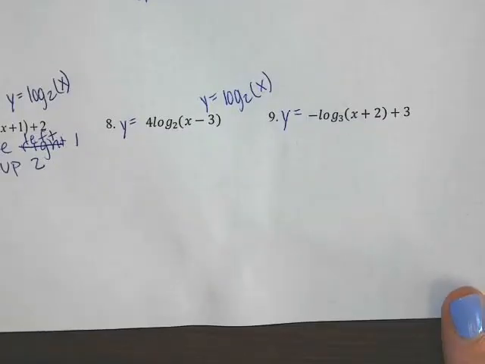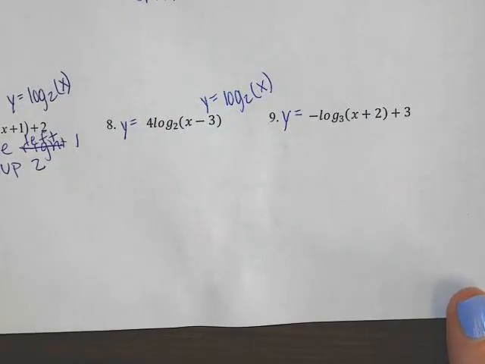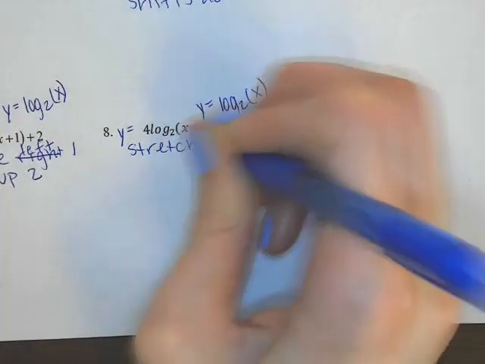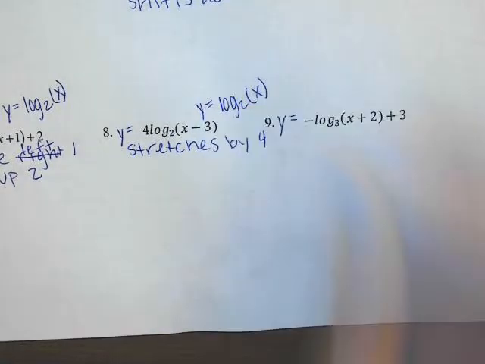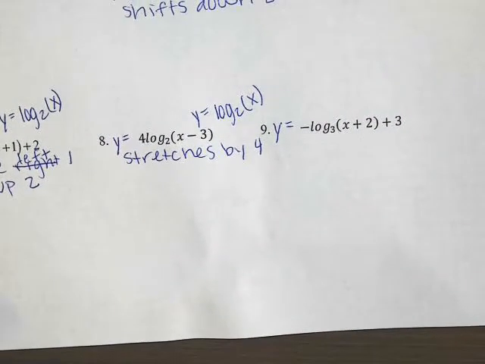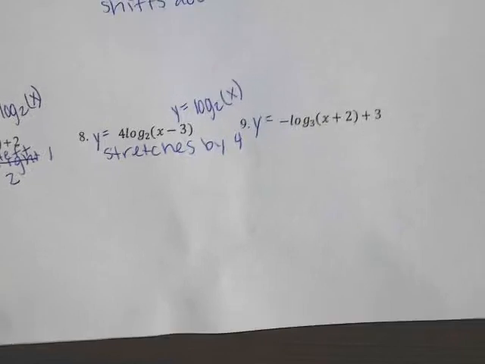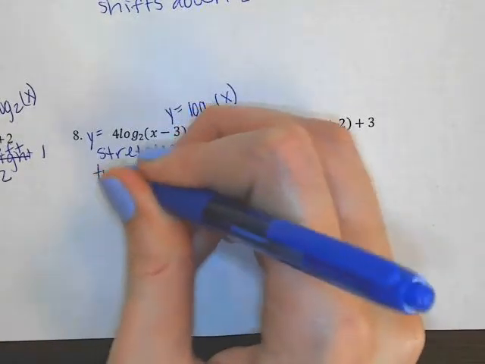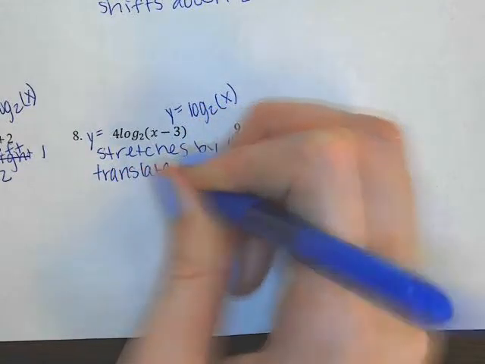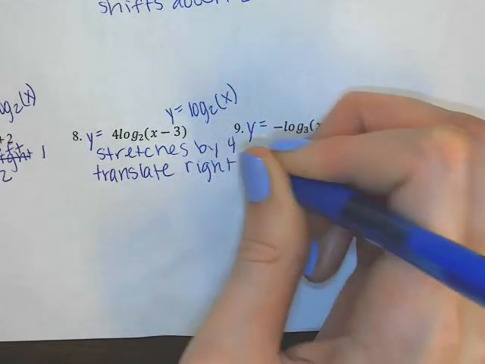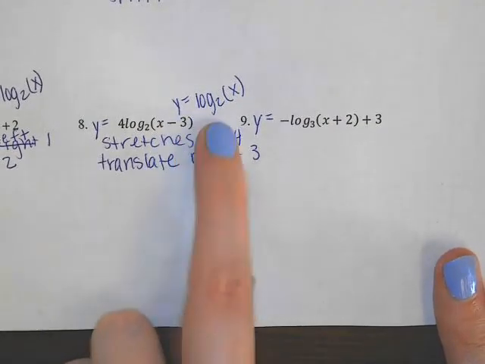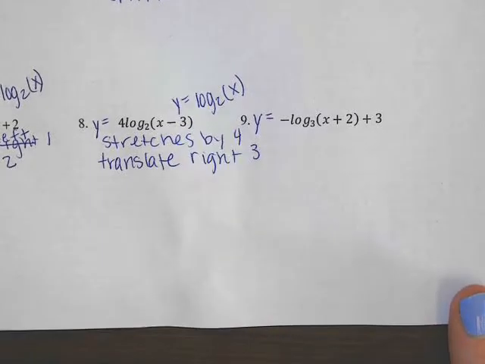All right, number 8. Parent function is log base 2. Do we have an a value? Yeah, it's 4. So what happens if you multiply by 4? It's going to stretch you. Stretches by 4. Do we have an h? Yeah, there's something inside. So the minus 3 is going to make you what? That one's going to go right because it's negative. Do we have a k? No, because there's no value on the outside being added or subtracted. So we did not shift up or down.